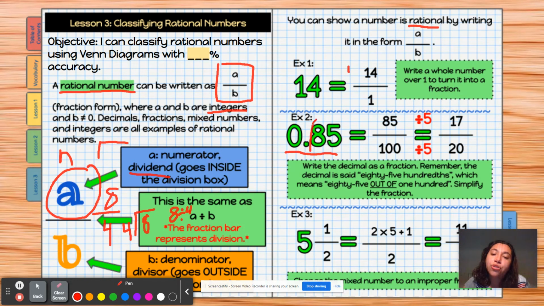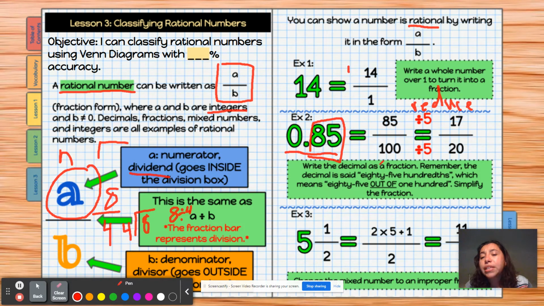This is in the hundredths place. So I would have 85 over 100. And then I would try to reduce it to its simplest form. Okay? Reduce. So when we reduce, it equals 17 over 20. Okay? Because we divide by 5, we have the same multiple. We can divide the top and the bottom, and that would give us our reduced form.